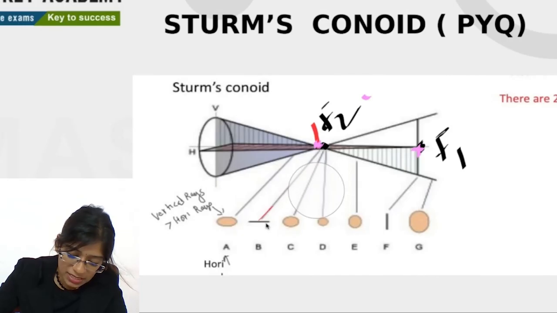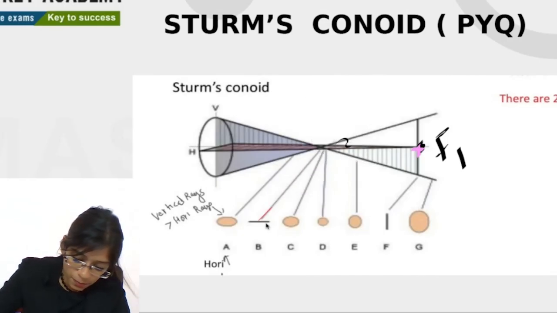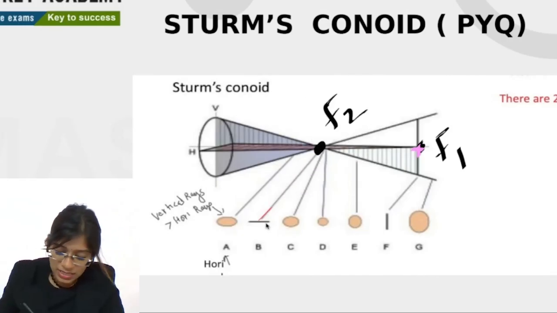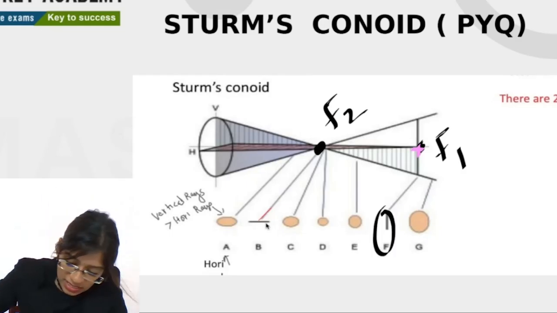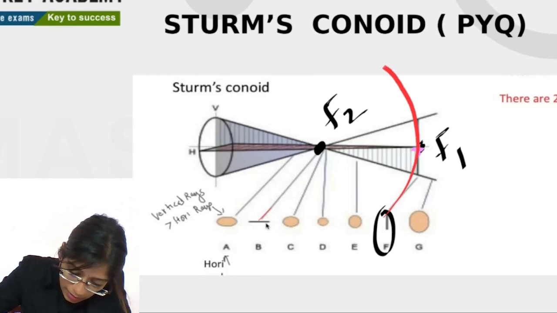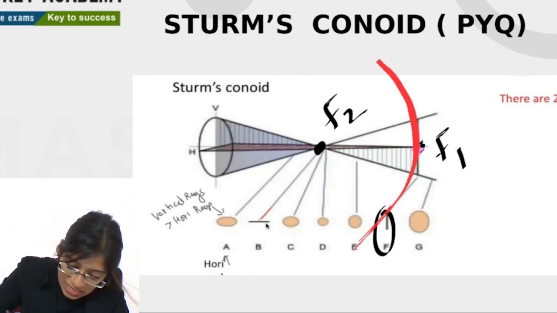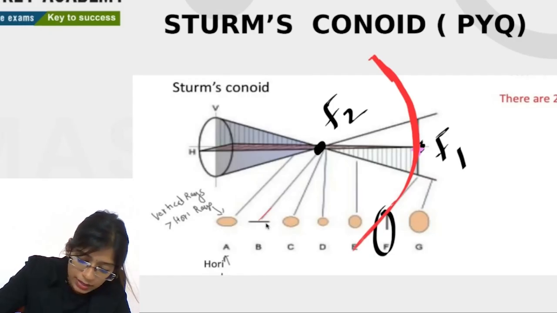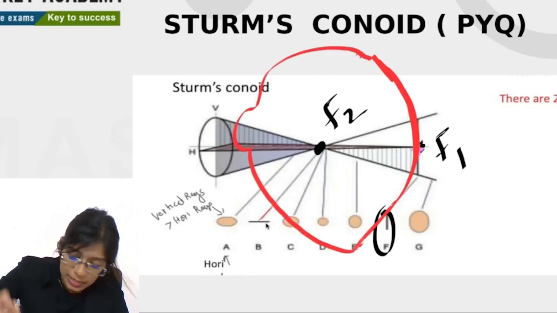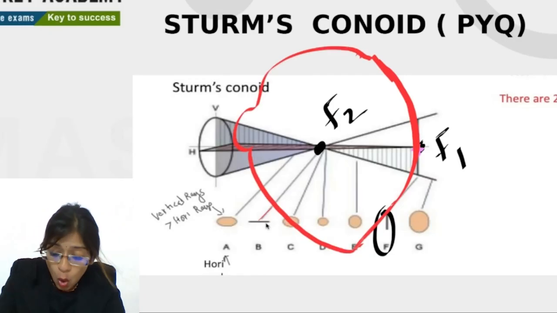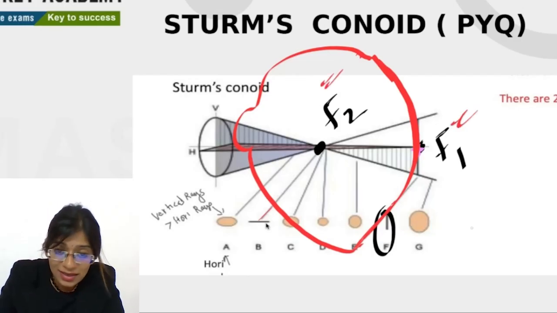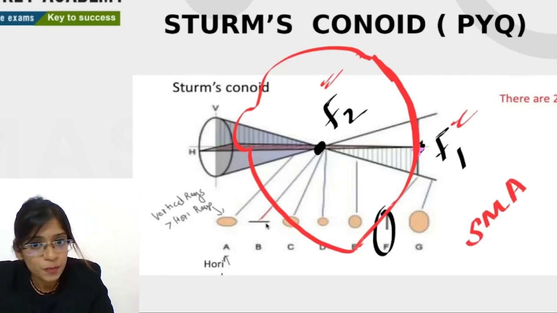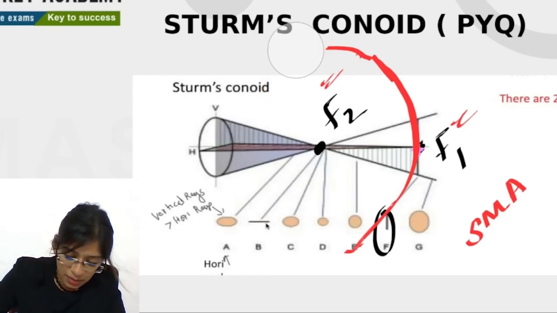Now, if I keep my retina over F, I am placing my retina where the F1 image is. What happens? Look here guys, one image is formed on the retina, one image is formed in front of the retina. So this is a case of simple myopic astigmatism. Understood?